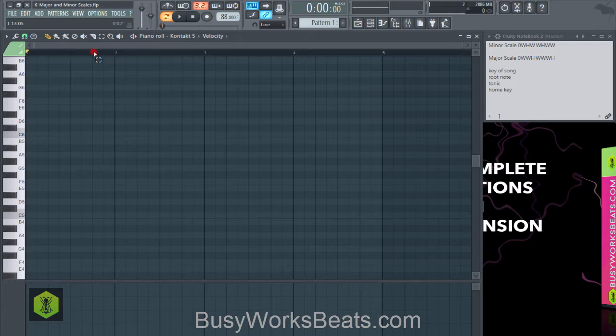Okay, so that is how you apply the scale codes in real time. It doesn't matter where you are. It's just like a chord code. You can apply it right away. All right, so now the key of the song, let me define this before we end the video.